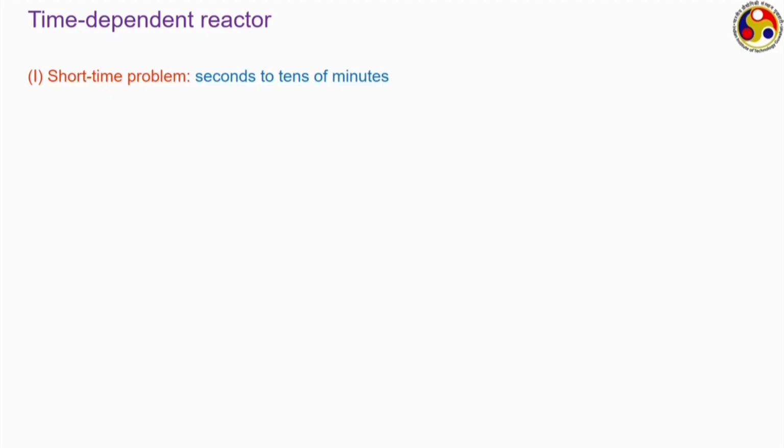Next is the time dependent reactor. Whenever we are dealing with a critical reactor, we can treat it as a steady state situation, because the neutron flux and hence the power output remain constant with time, and so we can neglect the time derivative of any component. But whenever you are dealing with a subcritical or supercritical reactor, definitely the neutron flux, the rate of fission reaction and also the rate of power generation keep on changing with time, and so we have to consider this as a time dependent problem.